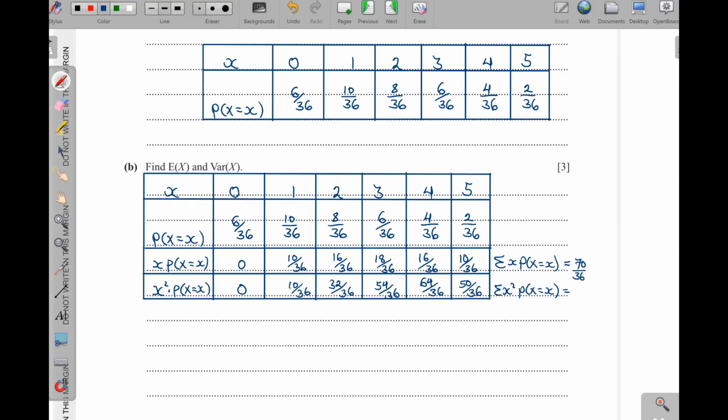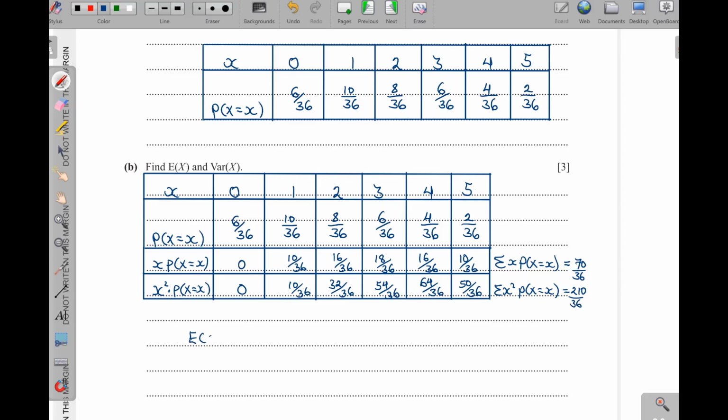See? Then when we add these ones here, we shall have 50 plus 54, that's 104, plus 32, that's 136. Then 146. 146 plus 64, that is 210. So I'll have here 210 out of 36.